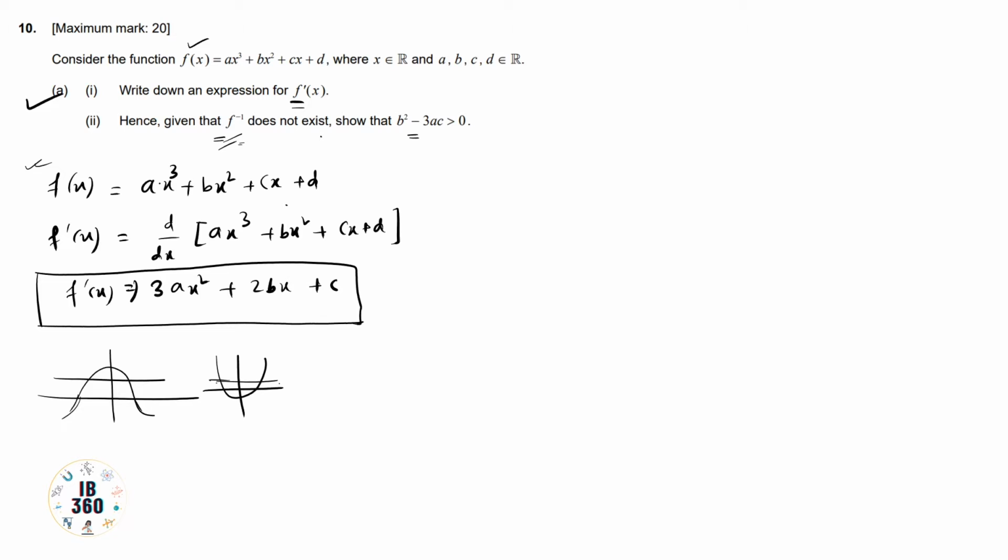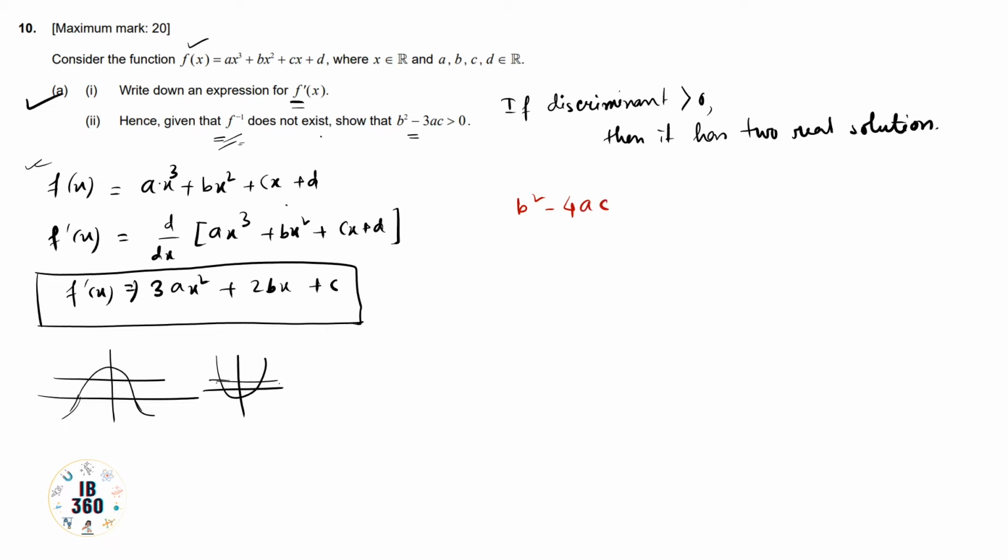Now the thing is, how will we check that? We know that if the discriminant is greater than 0, then it has two real solutions. So if it has two real solutions, then obviously the discriminant, that is b square minus 4ac, must be greater than 0.